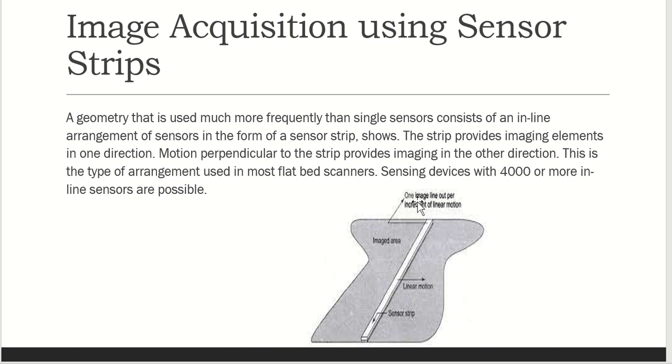This is one image line out per increment of linear motion. This is one image line. This is the image area, all the surroundings. This is the linear motion, and the sensor strip is perpendicular to the linear motion, and this is the diagram.